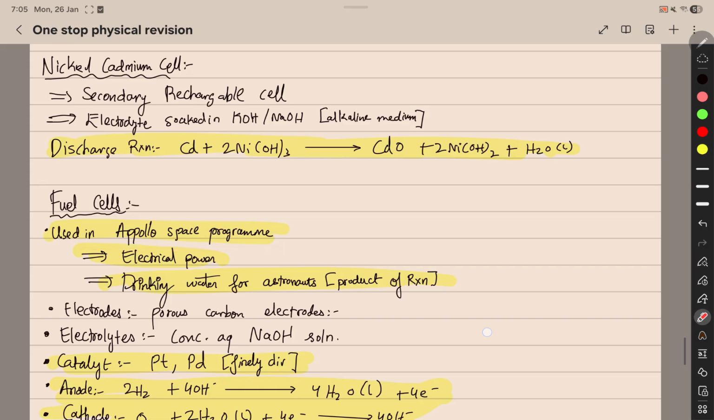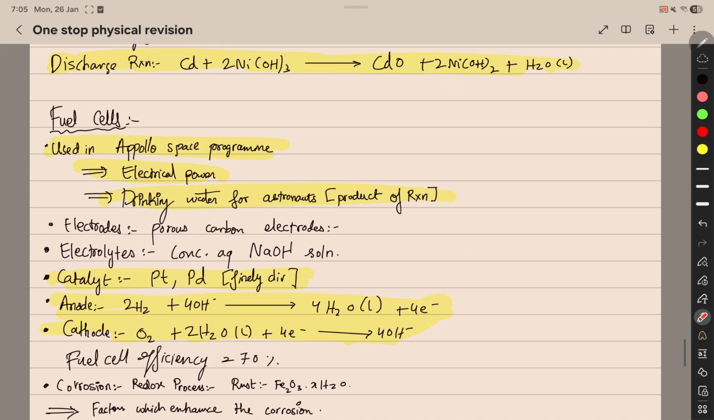Fuel cells were used in the Apollo space programs. They are used to generate electrical power and to generate drinking water for astronauts. The product of the reaction, as you can see, H2O liquid, is released, so it can be given to the astronauts. The electrode is a porous carbon electrode, which is always carbon. The electrolyte is concentrated aqueous NaOH solution. The catalyst, which people always ask me about, is in NCERT: Pt, Pd, Pd-Pt, finely divided.